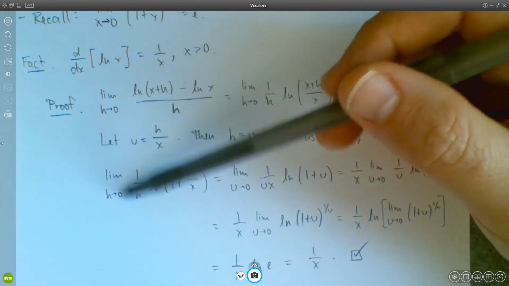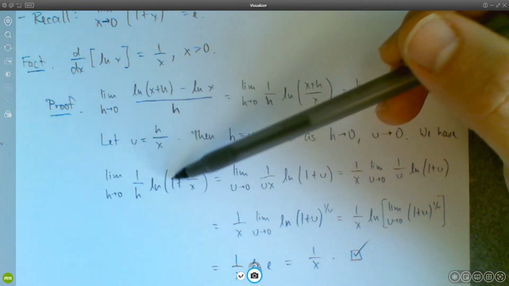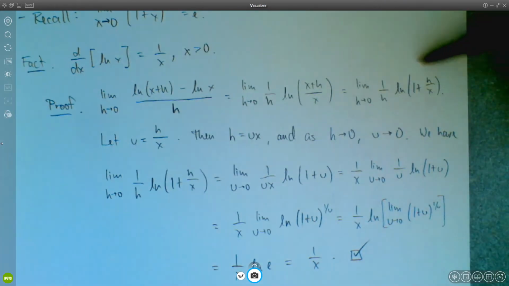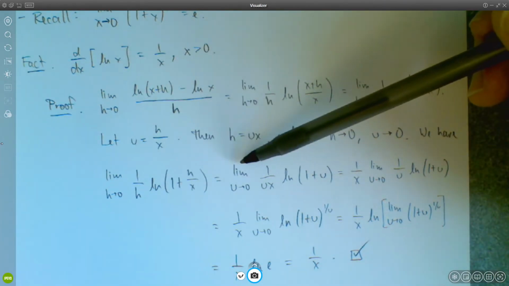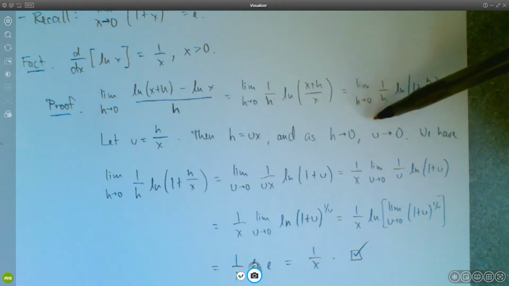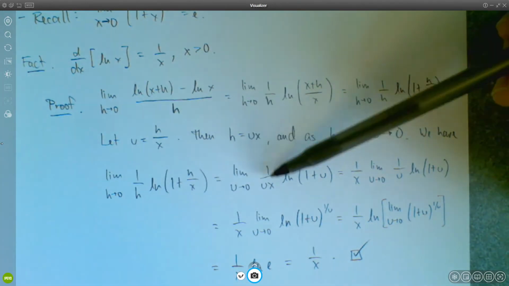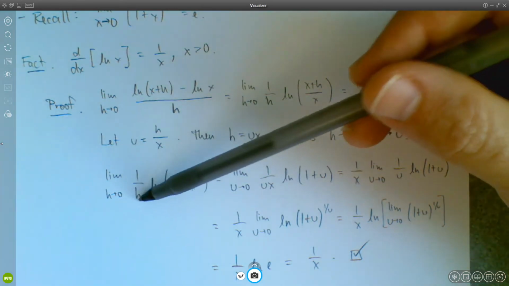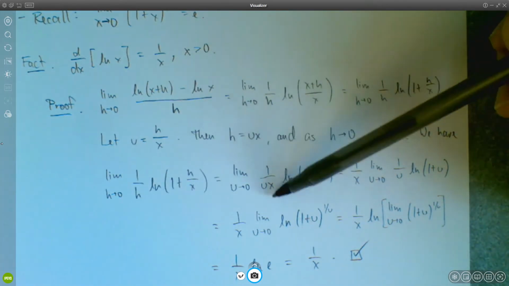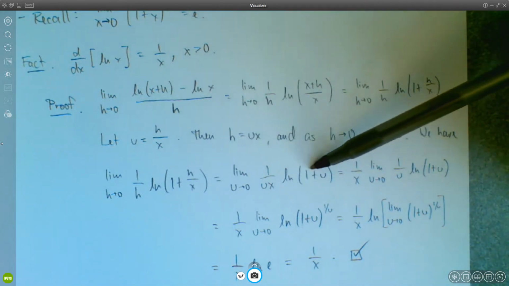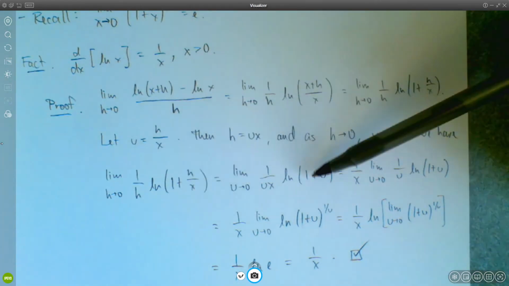So the limit as h goes to 0 of 1 over h times ln of (1 plus h over x), which is what we left off with, is now going to become the limit as u goes to 0, because remember, as h goes to 0, u goes to 0, of 1 over u times x, because remember, h is u times x, okay, times the natural log of (1 plus u), because remember, h over x is u.